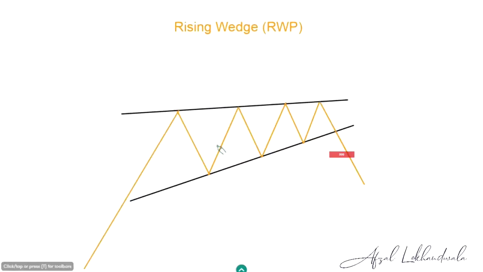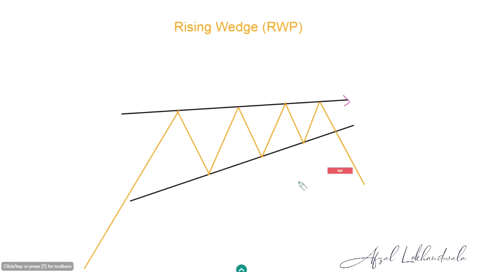Let us now discuss the rising wedge pattern. We call it RWP. It is similar to the ascending triangle pattern, except that in the ascending triangle pattern this was a horizontal line, but in the rising wedge pattern this is a rising, upward sloping line.